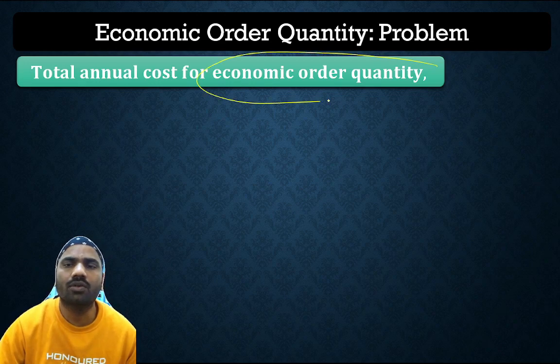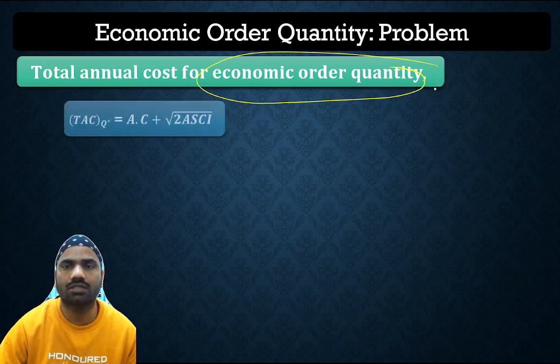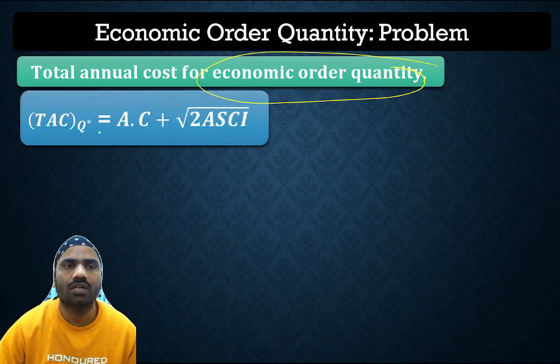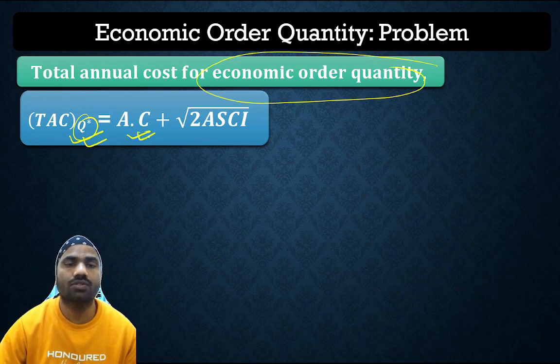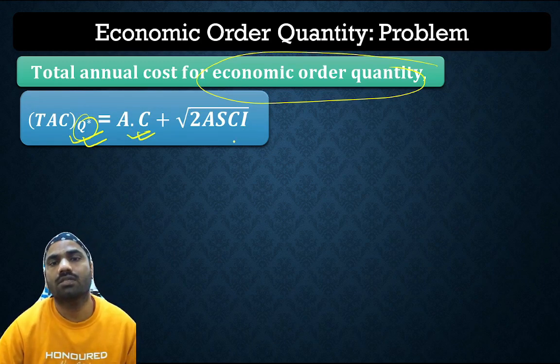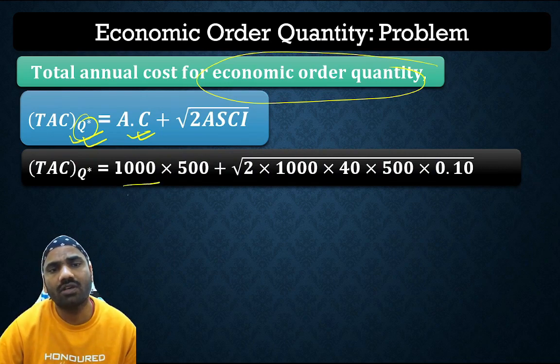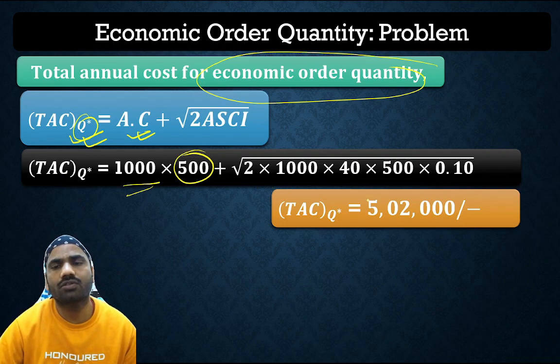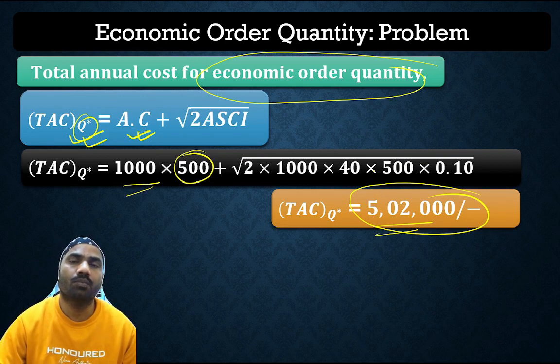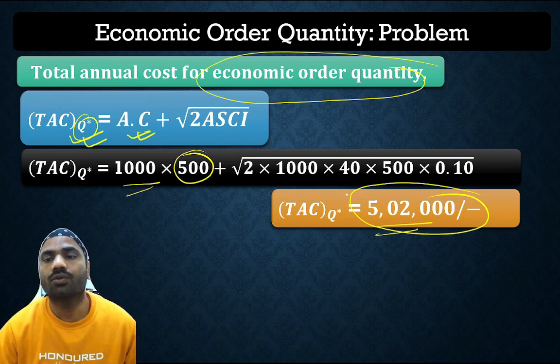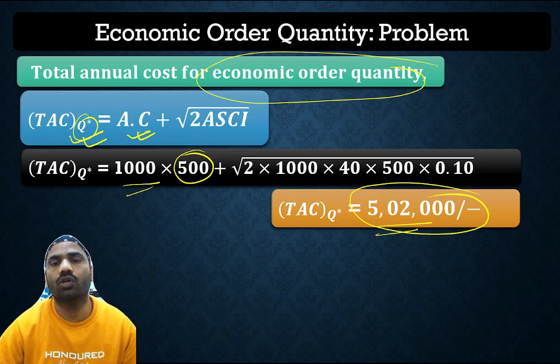Now we'll see the total annual cost at economic order quantity. We have the ordering size of 40. So we can find the total annual cost at EOQ, that will be A into C plus 2 times A into S into CI, under the square root. If we place the values of constants, we will find that the total annual cost at Q star will be 5,02,000. If you are ordering per month, you have higher total annual cost, so it is better to order at EOQ. So we can place the order at EOQ.